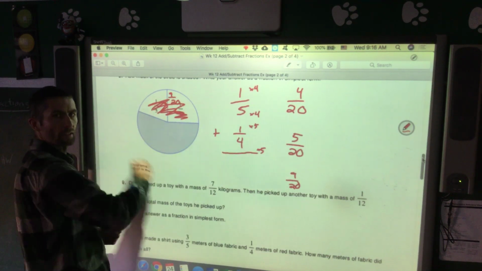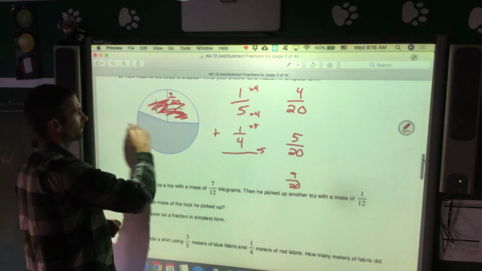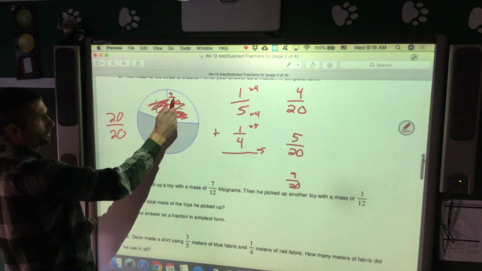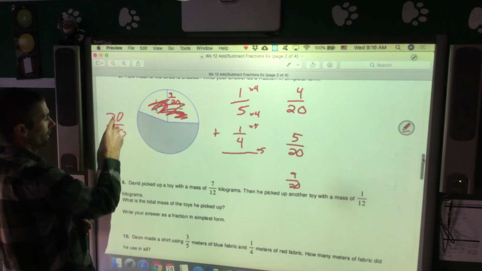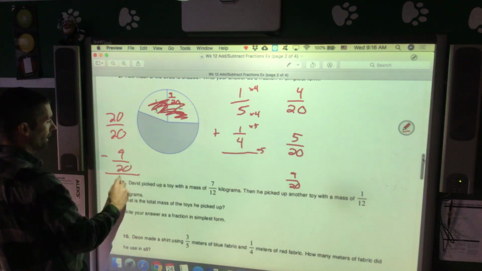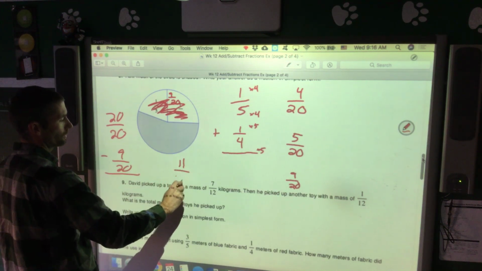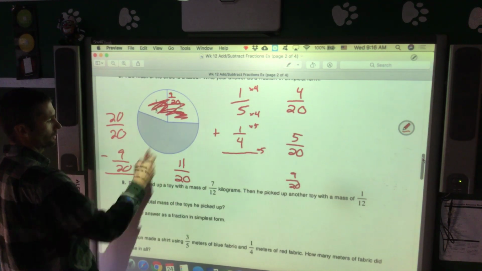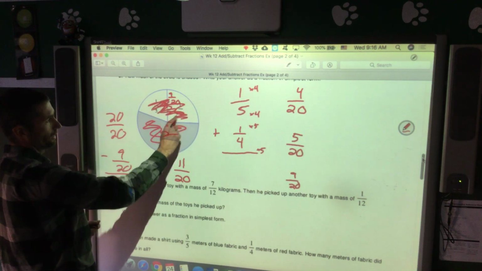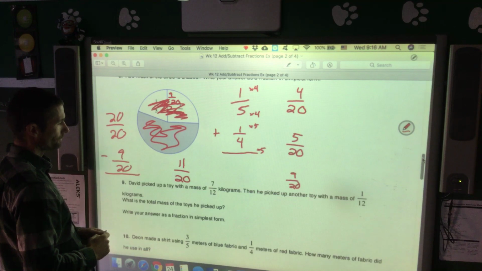The whole thing, if we broke it up into 20 pieces, would be 20 20ths. So if the whole thing's 20 20ths and this is 9 20ths, we can do 20 20ths minus 9 20ths. And that leaves you with 11 20ths. So it makes sense. This is a little more than half. This is 11 20ths, that's 9 20ths.